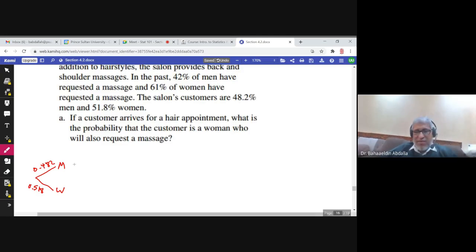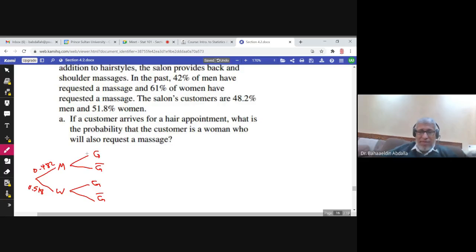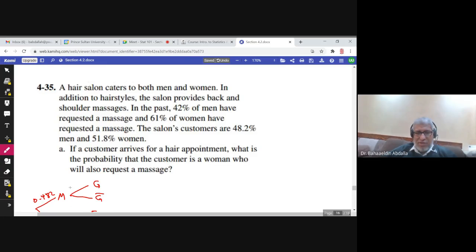Now there is an event he is talking about, which is back and shoulder massages. Let me call it G, massages, or G complement, no massage. So some of the men will ask for massages. What is the probability of asking for a massage from men? 42% of men have requested massage. So if he is a man, what is the probability of requesting a massage? 0.42.